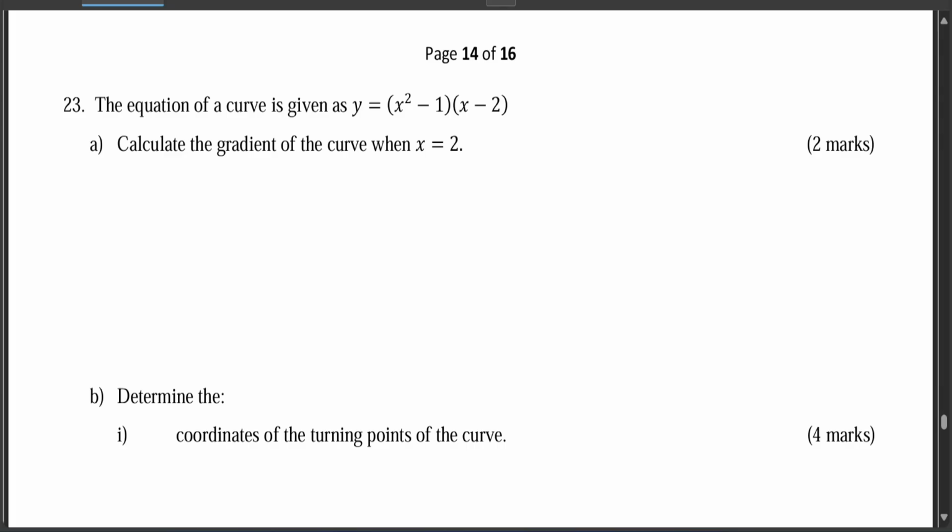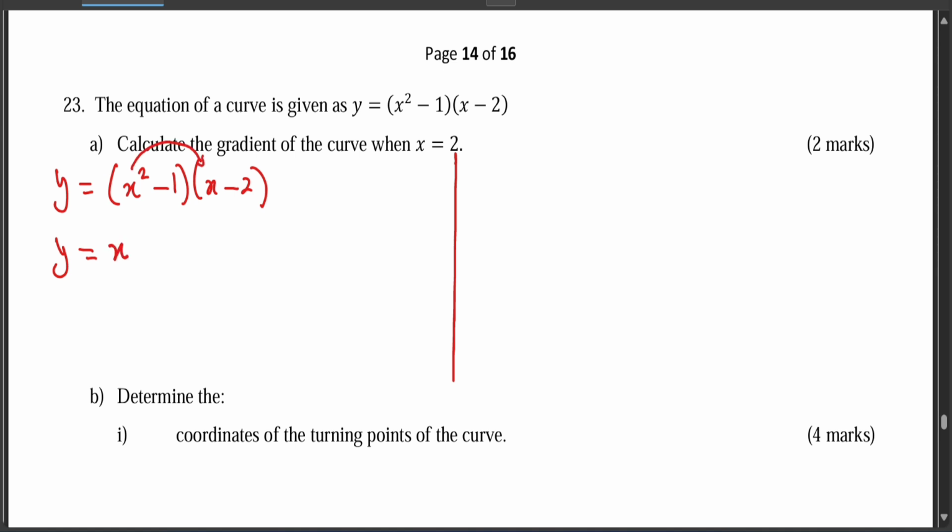The equation of a curve is given as y equal to into bracket x squared minus 1, then you have x minus 2. Question A, calculate the gradient of the curve when x equal to 2. Which is very easy, not that hard. First, expand the y function. So we have x squared minus 1, x minus 2. First expand before even differentiating anything. So it should be x squared times x, which is x cubed.